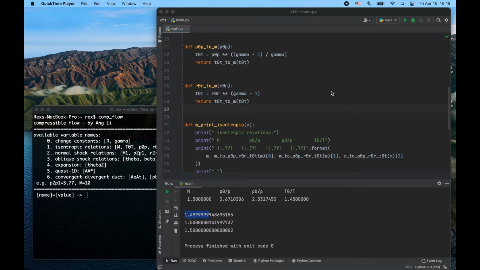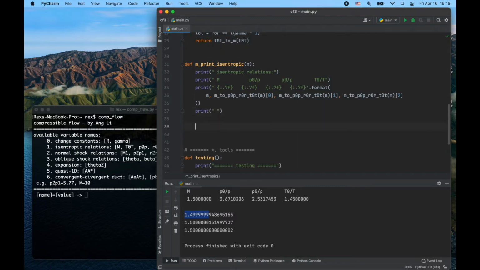Next, let's move on to normal shock relations. First, define M1 to the variables you can find on the table. So these are P2, P1, rho 2, rho 1, T2, T1, PO2, PO1, and Mach number 2. And we give the function the Mach number 1.